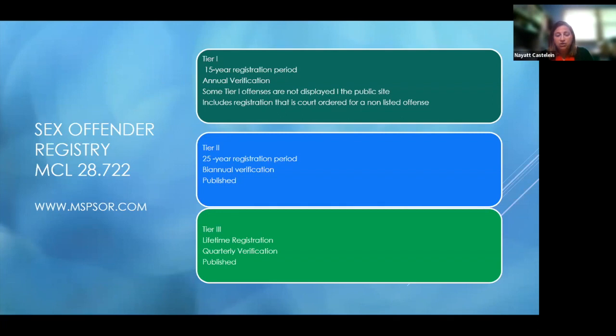It is published. A lot of your offenses against minors, any offense against a child under 13, will be a tier 3, regardless of if it's a CSC 4th or anything like that. Also, if you have been convicted and registered as a tier 1 offender, and you end up getting another conviction for another sex offense, your tiering is going to be bumped up as well.